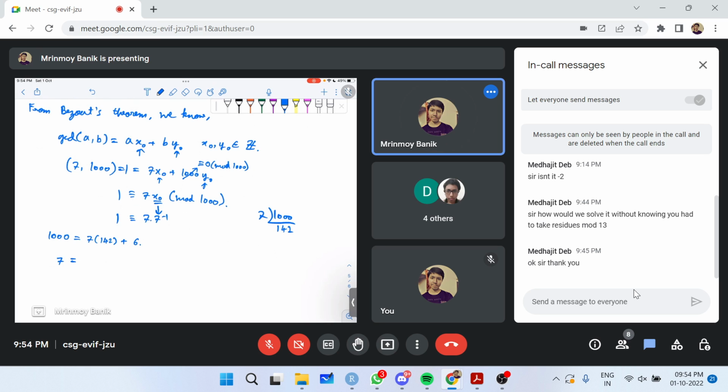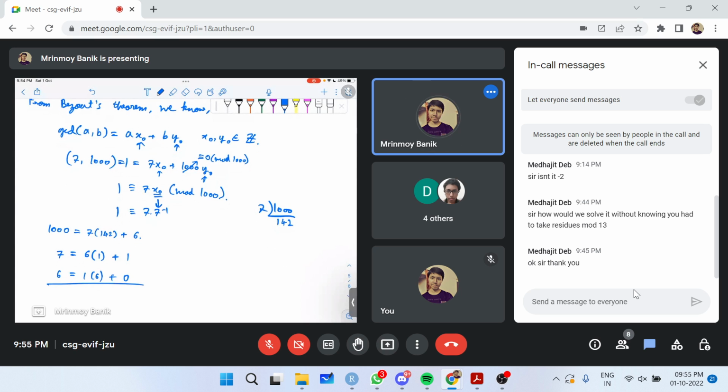Then the divisor of the last step is 7, divided by 7 is 6 times 1 plus 1. That's again 1. And the last step divided by the previous remainder gives zero. So that's why the Euclidean algorithm ends, and this is the GCD.